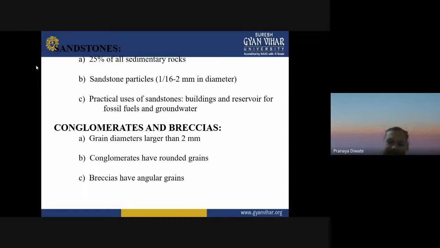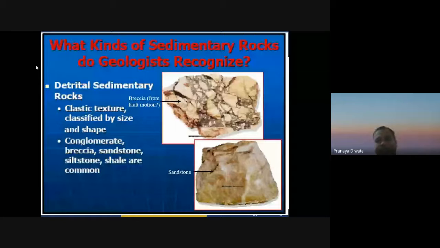What types of sedimentary rock do geologists recognize? What is the work of geologists? To recognize the rock and to tell us what kind of processes it followed. Those are the two things geologists do in the field. So detrital sedimentary rocks have a clastic texture classified by size and shape: conglomerate, breccia, sandstone, and siltstone.